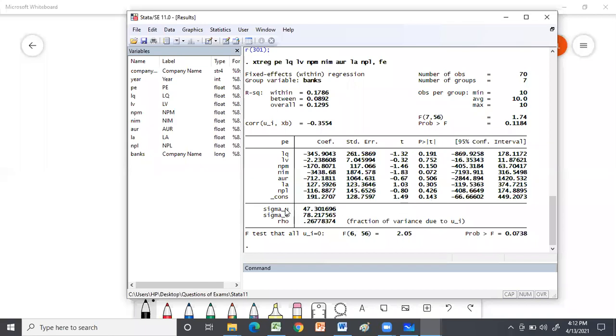And sigma u and sigma e. Sigma u means standard error of the residual within the entity. I repeat, sigma means standard error. Standard error of whom? Standard error of the residual within the entity.